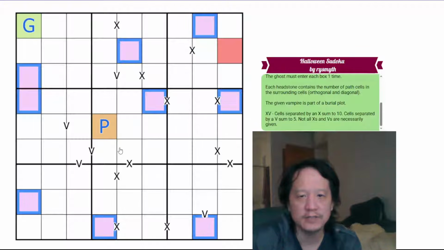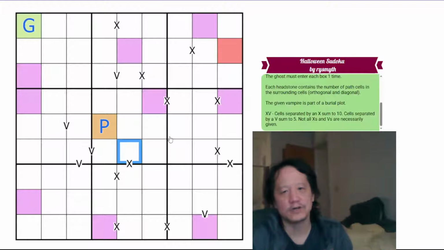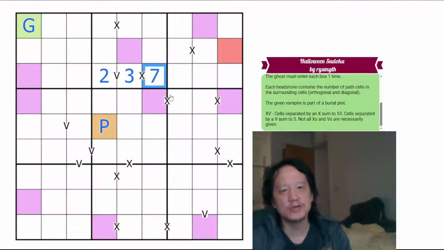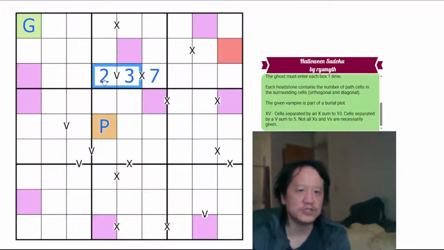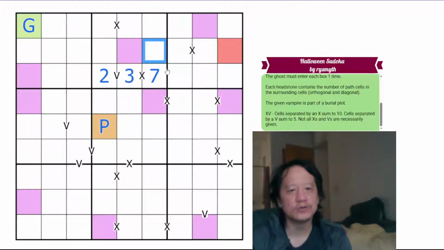And you have XVs, where cells separated by an X sum to 10, and cells separated by a V sum to 5. Not all X's and V's are necessarily given. So, for example, if this cell were a 3, this cell would have to be 2, and this cell would have to be 7, because these two digits must add up to 5, because there's a V between them, and these two digits must add up to 10, because there's an X in between them. And those are all the rules. So I hope that was clear.